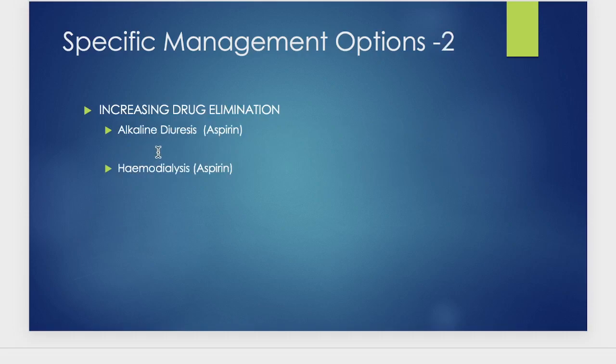We also have different specific management options. Increasing drug elimination. If we cannot control it, if too much of the drug has already been absorbed, then you do drug elimination. You can give alkaline diuresis, which is common, no? For patients with aspirin poisoning, we give alkaline diuresis to eliminate the aspirin, or hemodialysis, cleaning the blood to remove the aspirin. So these are the most common, no? We had patients before with aspirin poisoning, who ingested aspirin. So this is one way for us to eliminate these substances using increasing drug elimination.